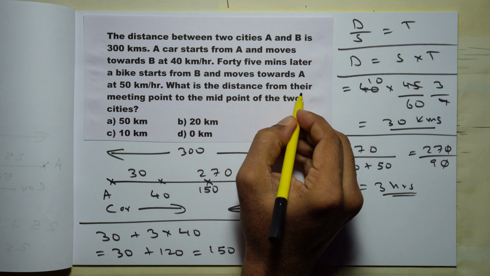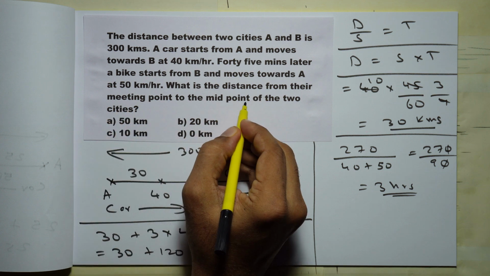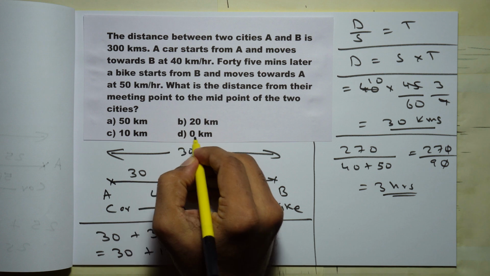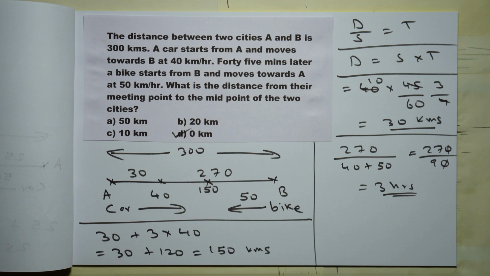So what is the distance from the meeting point to the midpoint? They are both the same point. So distance between them will be 0 kilometers, option D.